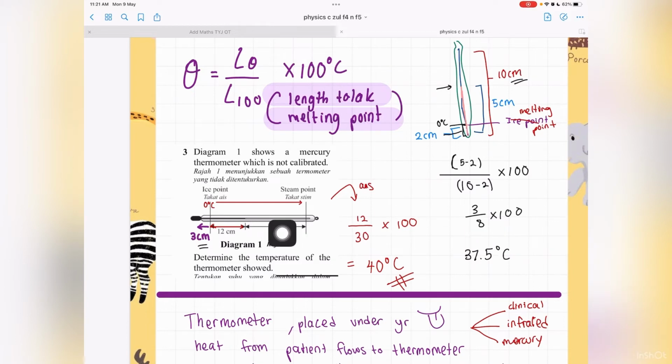For example, a question like this. It's just an example, and we know that here is the ice point, and from the ice point to here is 12 centimeters. You don't have to minus anything, just take it from this point over here. So 12 centimeters over the whole thing from the ice point until here, which is 30, right? So 12 over 30 times 100, 40 degrees Celsius.